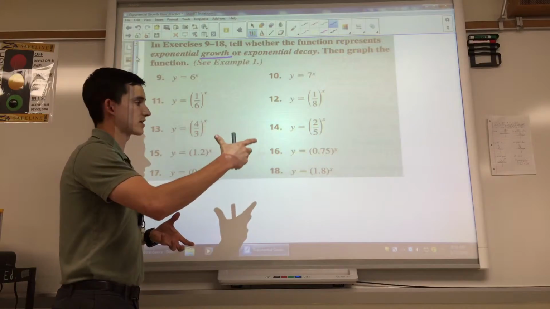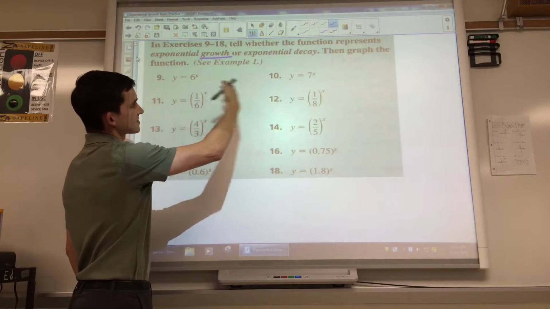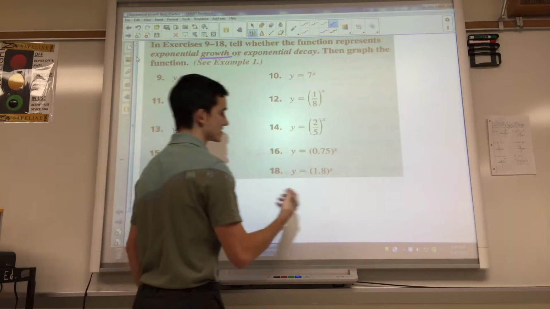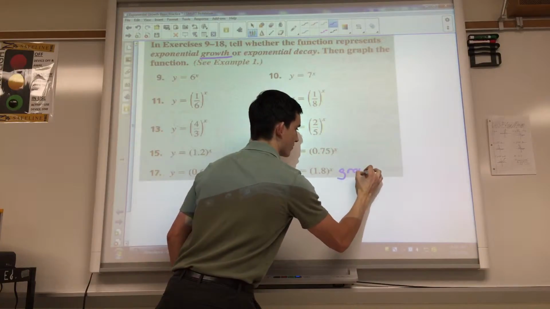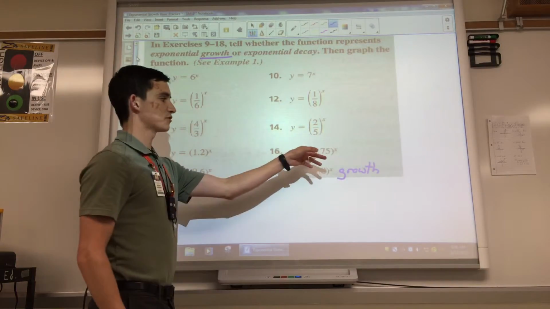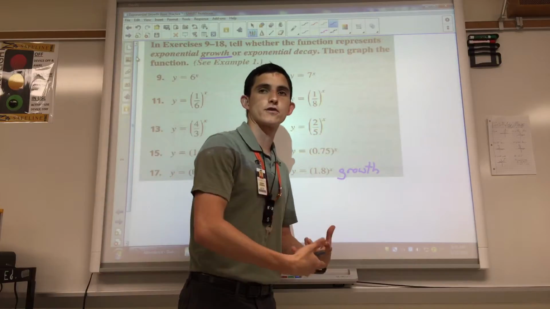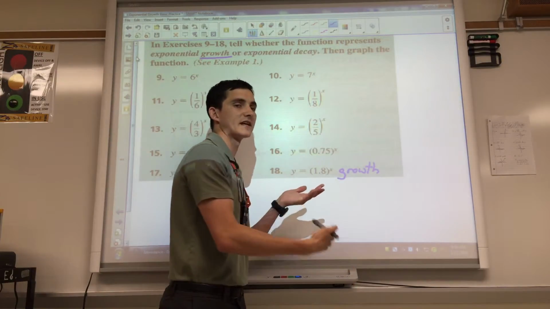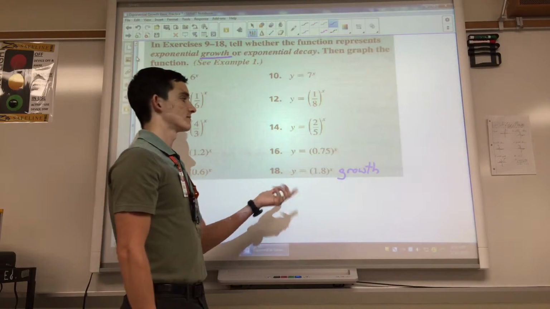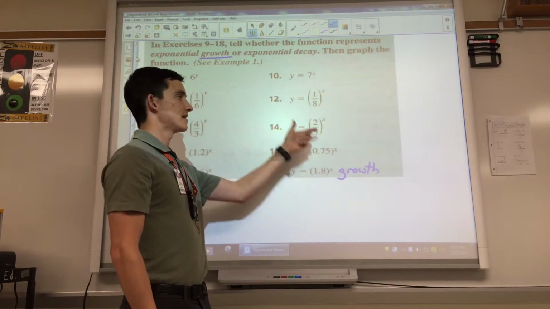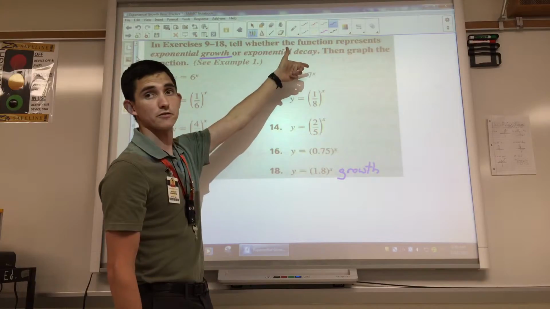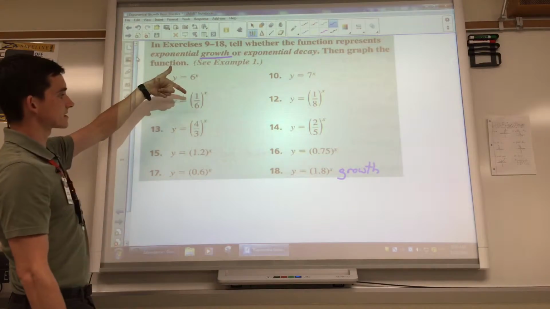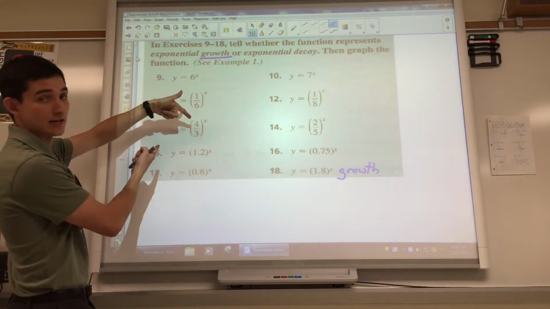Exponential growth. Okay? So it says tell whether the function represents exponential growth or decay. This is growth. And it really is this easy. Watch. When I multiply by a fraction over and over and over, so I'm getting a fraction of the original over and over and over, should it be getting bigger or smaller? Smaller. Okay, so this is going to be exponential decay. That's decay. That's decay. That's growth. Right? That's growth. That's decay.